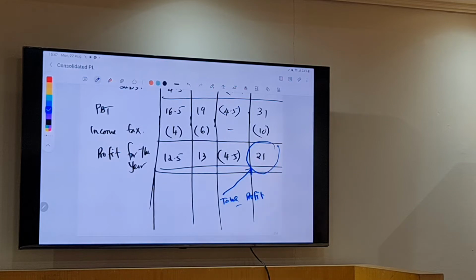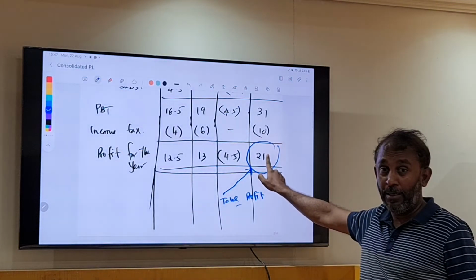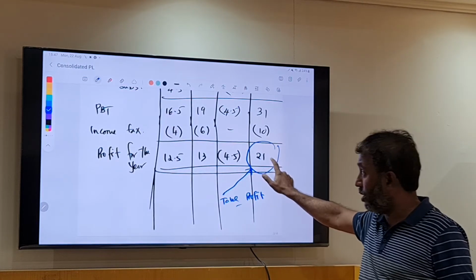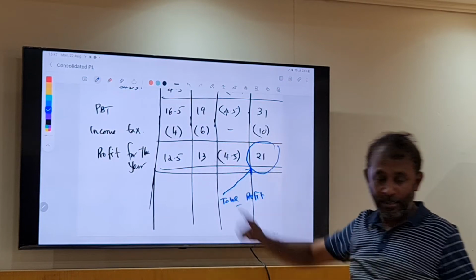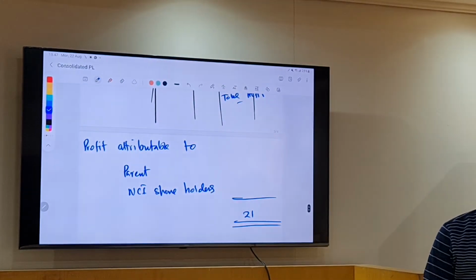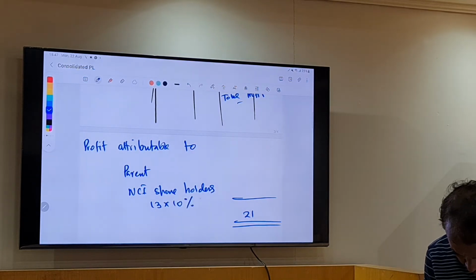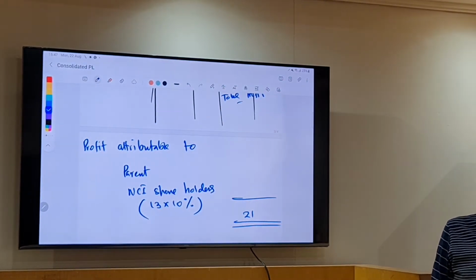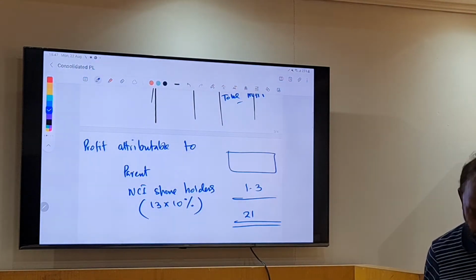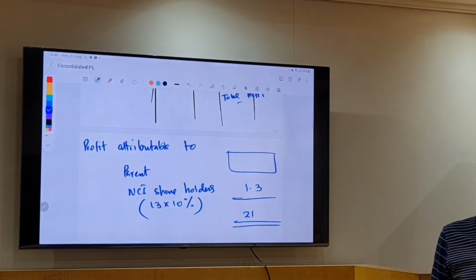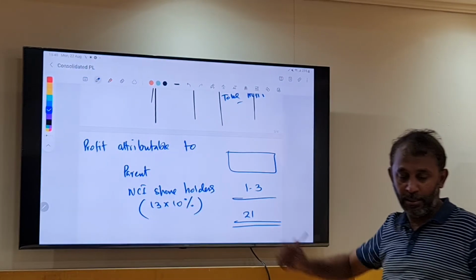So now I need to give a portion of this profit to the NCI shareholder. I can't touch this, I have to share from this. So that will be 13 into 10%. How much? 1.3. So this will be the balancing figure: 19.7. That is 21 minus 1.3, which is 19.7.